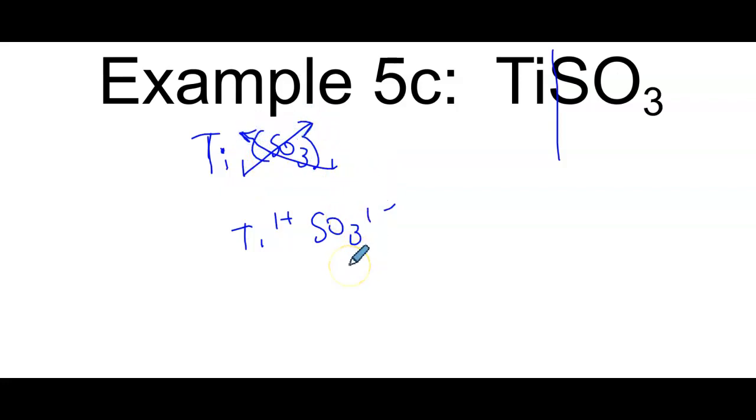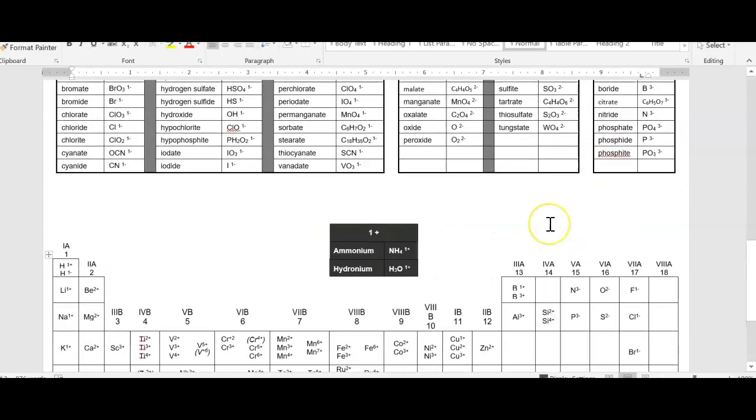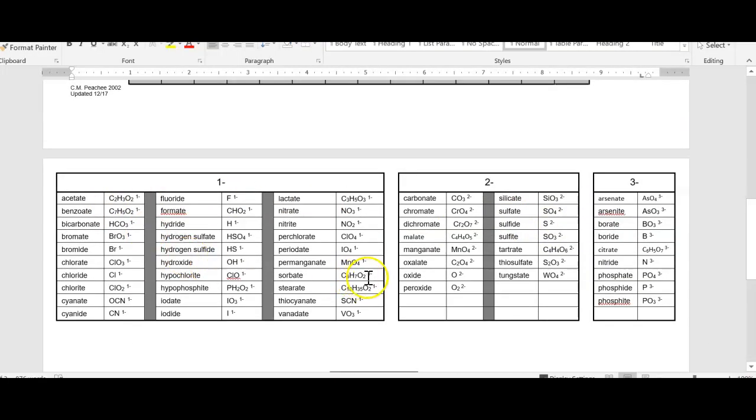Should SO3 be a -1? We're going to look on our periodic table to figure that out. So I'm looking for SO3. I don't see it in the -1s. I see SO3 in the -2. It's supposed to be a -2.